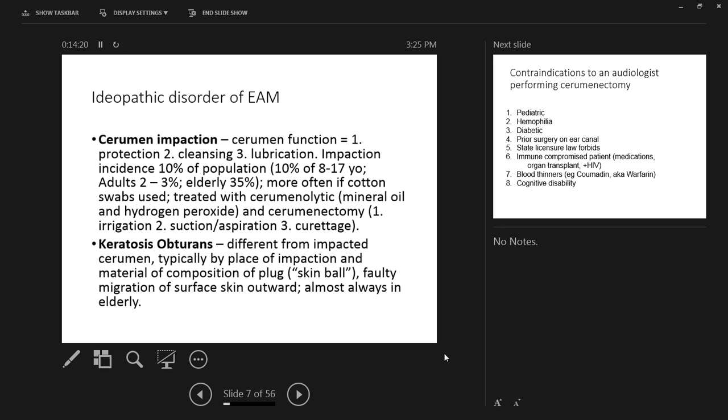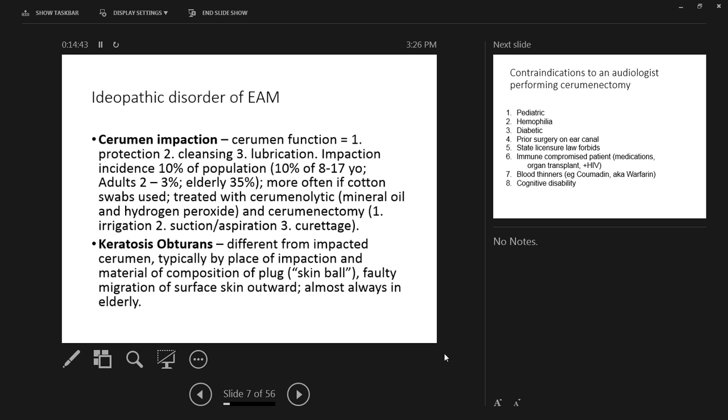All right, one of my favorite conditions of all time, I've never seen it. I've only seen pictures. This is something called keratosis obturans. This is not earwax impaction. It is an impaction of a skin ball. Basically, it's just faulty migration of the skin.